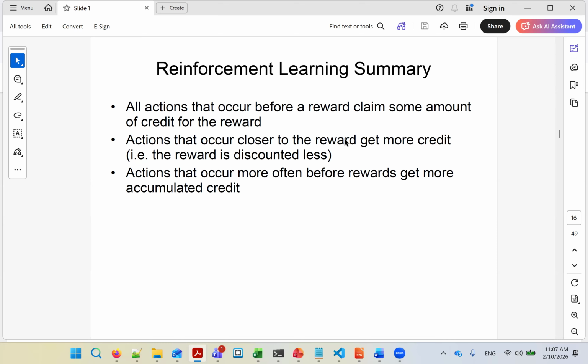Now, because of the exponential weighting, the only actions that get a really substantial impact from receiving a reward are the ones that occurred closer in time to that reward. Yeah? Okay. And again, if actions occur systematically more often before rewards, then they're going to get incremented. Those are going to be the ones with the high expected reward value.